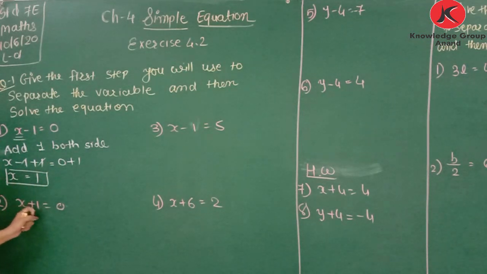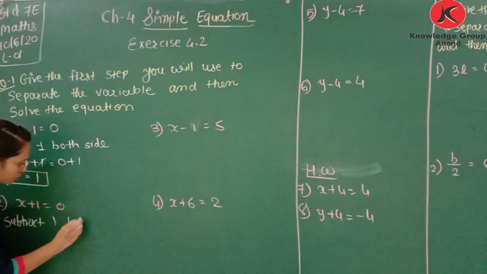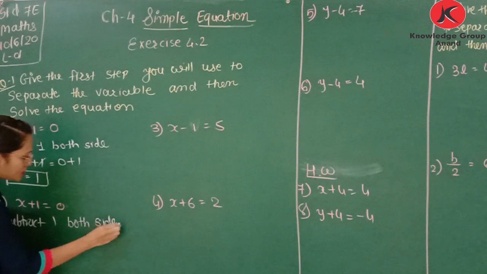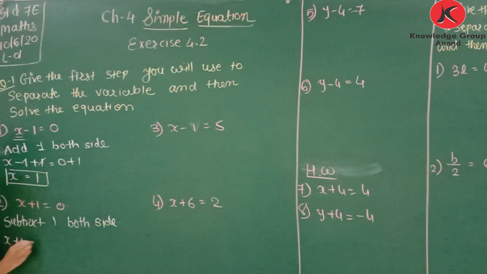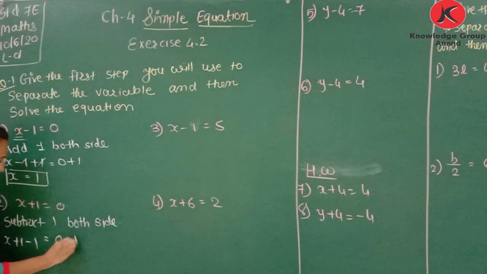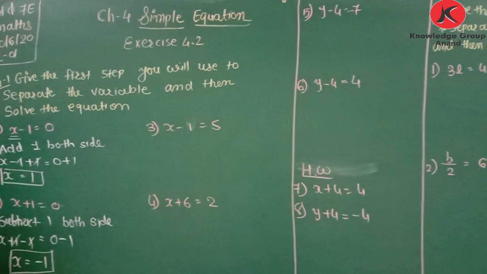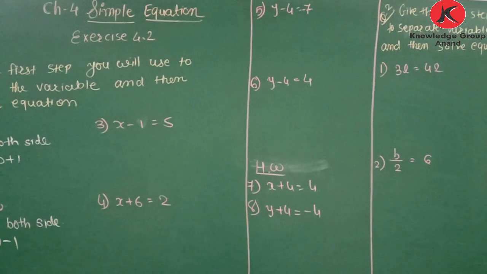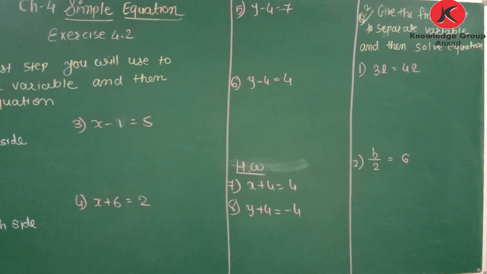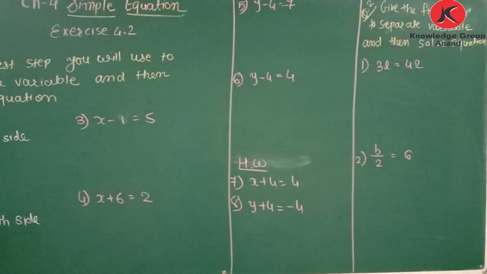Now x plus 1 is equal to 0. So what will be the first step? Subtract 1 on both sides. X plus 1 minus 1 is equal to 0 minus 1. Plus 1 minus 1 cancels, so x is equal to minus 1. 0 minus 1 is minus 1. If you write x is equal to minus 1 here, minus 1 plus 1 is 0. It means your answer is correct.